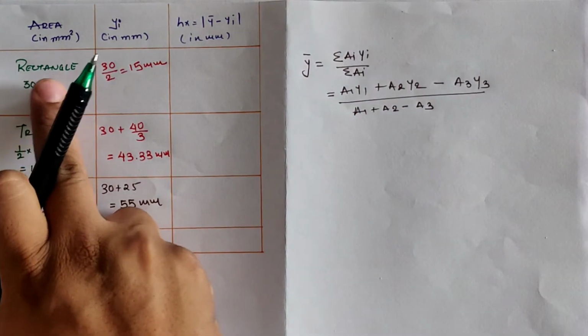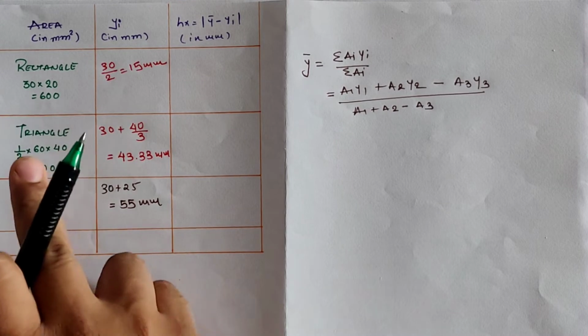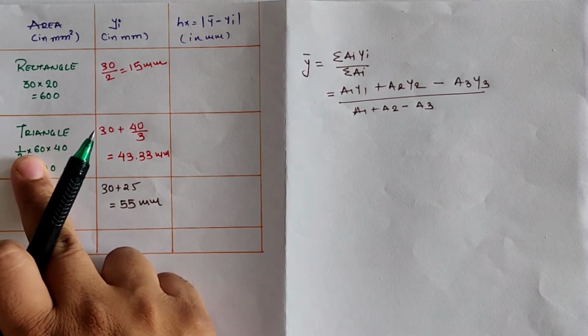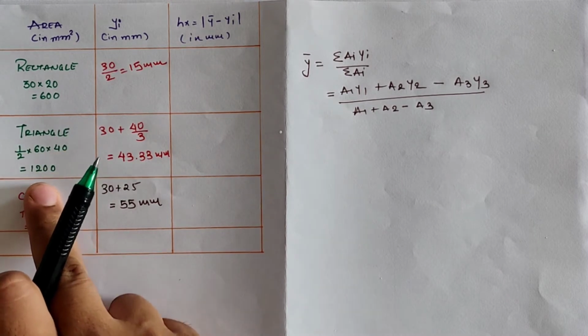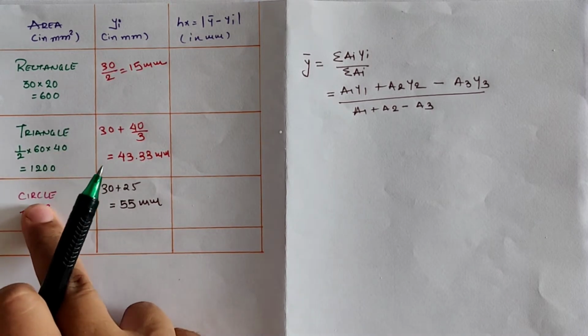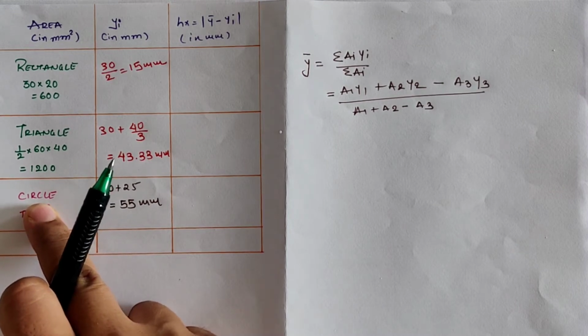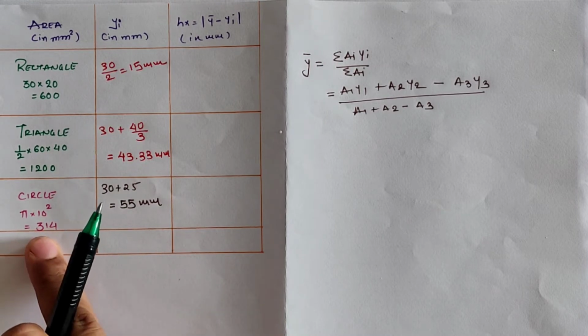Now the area of the rectangle is 30 into 20. It is b into d, which is 600 mm square. For the triangular part, having a base width of 60 mm and height of 40 mm, the area is 1/2 into 60 into 40, which is 1200 mm square. And for the circle, the area is pi by 4 d square or pi r square, which is pi into 10 square, which is 314 mm square.